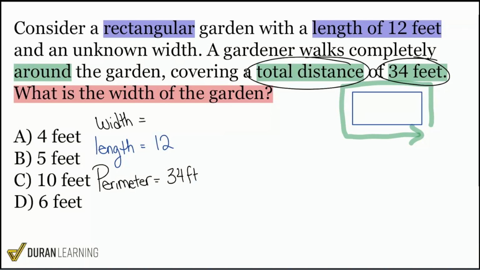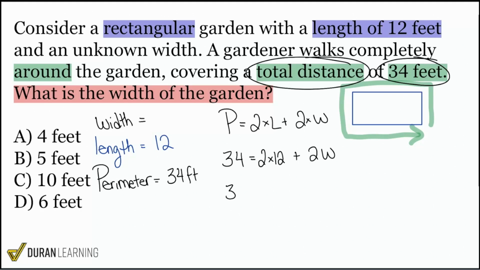Okay, so now I'll set up my formula and plug and chug. The perimeter formula for a rectangle is 2 times the length plus 2 times the width. Let's plug in everything we have. The perimeter we're given is 34, so we'll plug that in. The length is 12, so I'll also plug that in, 2 times 12. Then we'll add that in with the rest of the information. Now we'll clean things up. 2 times 12 gives us 24. So we have 34 equals 24 plus 2W.